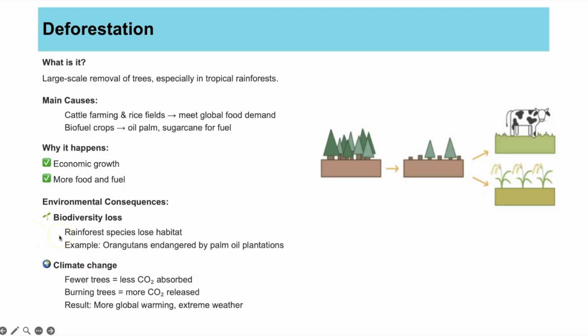For example, we've seen the mass destruction of the tropical rainforests where orangutans live, just so we can have palm oil plantations grown. So the overall impact is if we have fewer trees, that means less carbon dioxide being absorbed for photosynthesis and therefore more carbon dioxide in the atmosphere, resulting in more global warming. Also, sometimes when the trees are cut down, they are burned, and that means even more carbon dioxide is being released into the atmosphere as well.